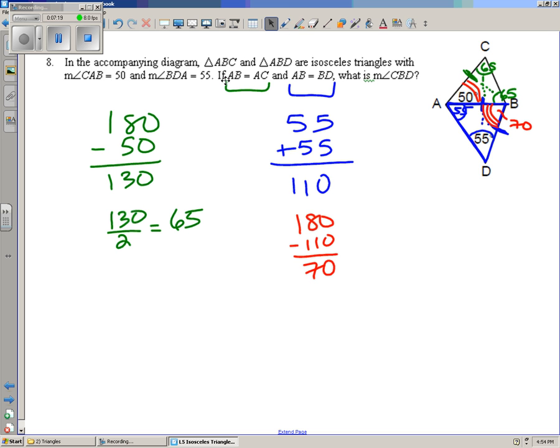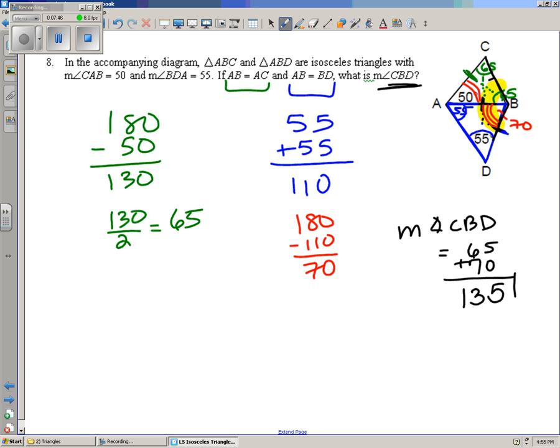Last but not least, we have to answer the question. They want us to find the measure of angle CBD, which is the wide mouth angle. It's taking the 65, and I'll actually do this in a different color, and the 70 and putting them together. So to find the measure of angle CBD, we will add 65 and 70 together, and as our final answer, 135 degrees.